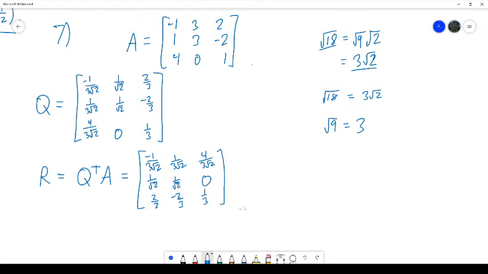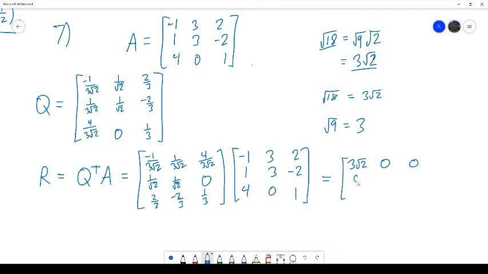And multiply that by the A matrix. 1, 3, 2, 1, 3, -2. Just like that. Multiply these matrices together, and we'll have our answer. And I'm going to skip the steps to this. But if we multiply these matrices together, we should end up with 3 root 2, 0, 0, 0, 3 root 2, 0, and 0, 0, 3.